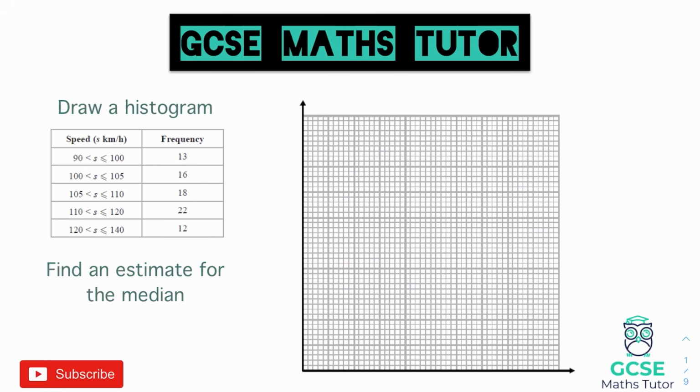Okay, so in this video we're going to have a look at working out the averages from a histogram. Now in this video we're going to look at finding an estimate for the median, we're going to have a look at the quartiles, and we're also going to have a look at finding a mean. So there's quite a lot going on in this video due to the nature of this as well.